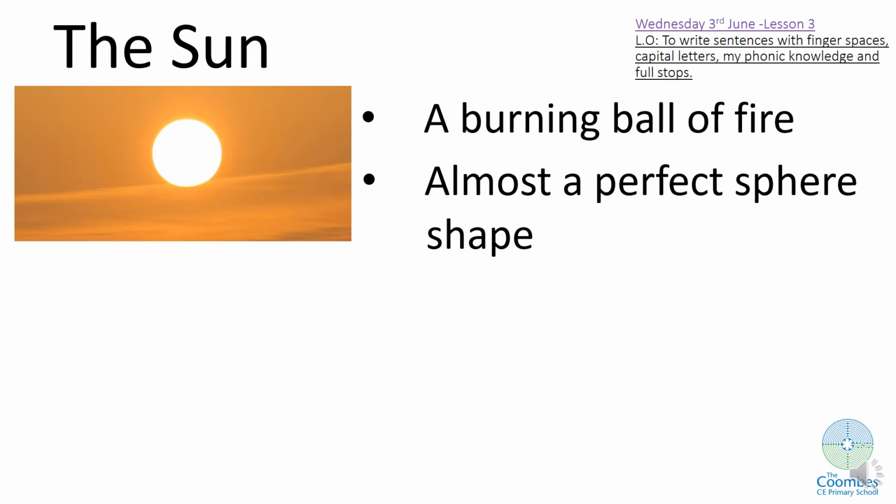It is almost a perfect sphere shape. So as we said, it's a burning ball of fire, and we know that a sphere is like a ball. So it's very, very round and it's curved. And that means that as the planets orbit around it, they get a good amount of light and heat from it.